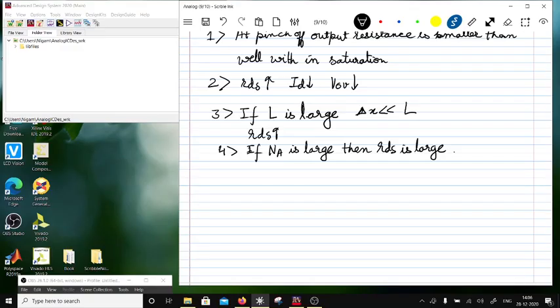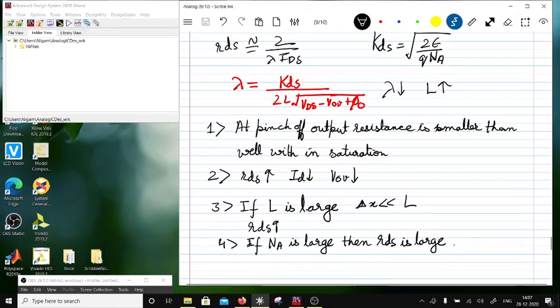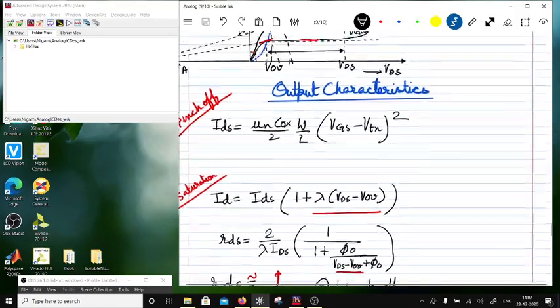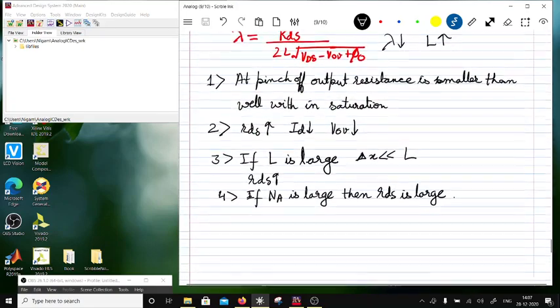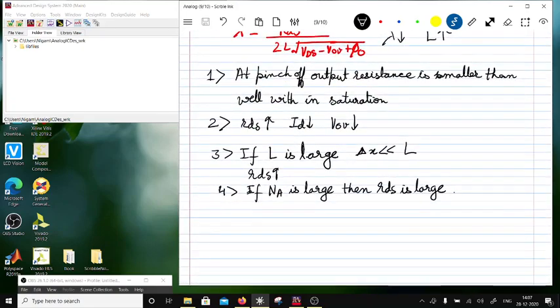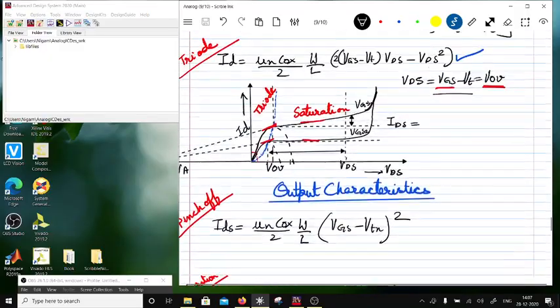It is a function of overdrive. The smaller the overdrive, the larger would be the RDS, or the smaller the drain current, the larger is the RDS. And if you are biased right at the pinch off, the resistance is going to be less, almost half of the resistance when you are well within saturation. And the last part is if the channel is more heavily doped, then delta X is small, and that causes the output resistance to go up. So this is what we have learned from output characteristics.